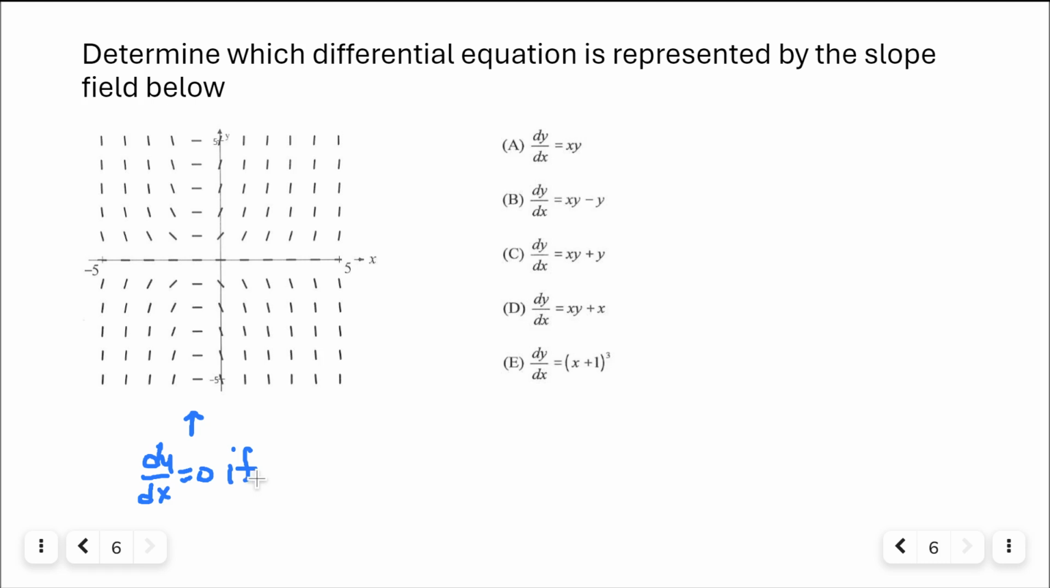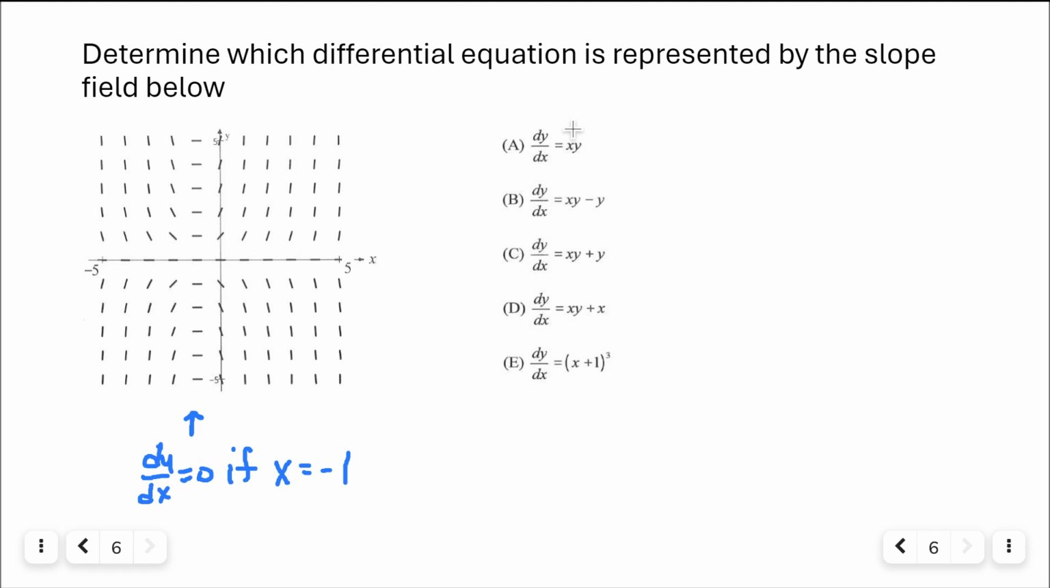Okay? If the x value is -1, so when the x value is -1, I get a slope of 0. Okay? When the x value is -1, the slope is always 0, no matter what the y value is. Okay? Y could be anything, but the slope comes out to be 0.